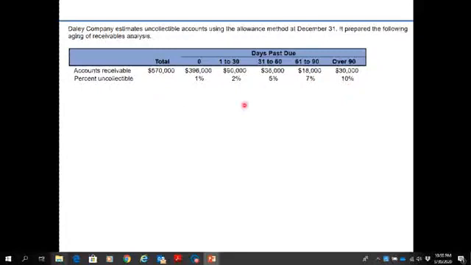And that's because that seems more realistic than just saying, oh, we're going to take 1% of this total $570,000. Instead of doing that, we're going to break this out on the aging schedule and say that our percentage of uncollectability, meaning the percentage that we're not going to get, goes up as the debt gets older. So you don't make these percentages up. They'd have to be given to you in a question, and you just multiply these out, right?